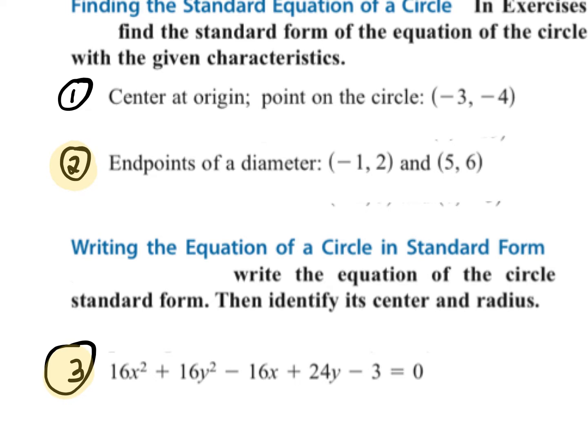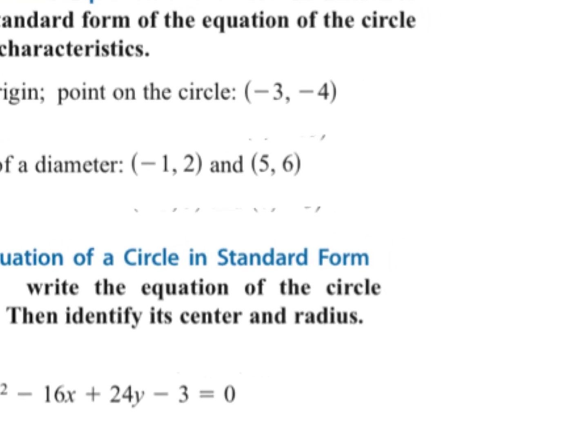So it gives you the endpoints of the diameter. If I was given the endpoints of the diameter and they were here, how would I find the center of my circle? Well, I want to find the midpoint of the 2 points. So I could use the midpoint formula, which is x1 plus x2.